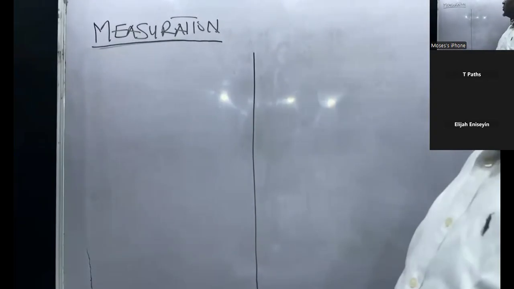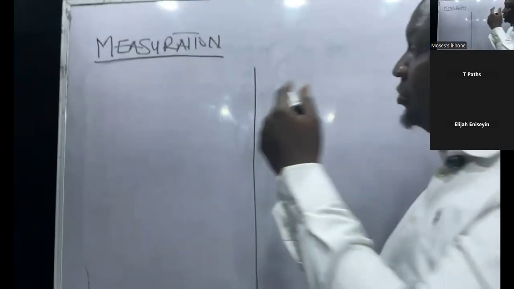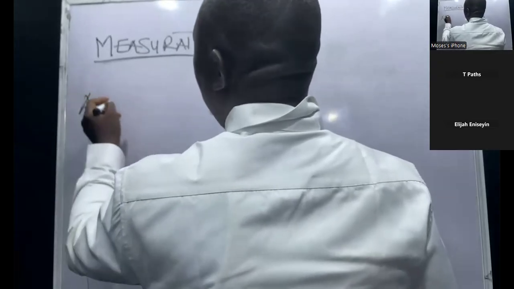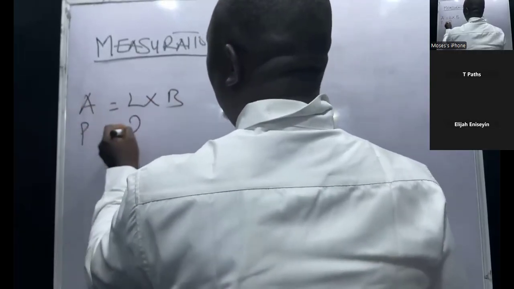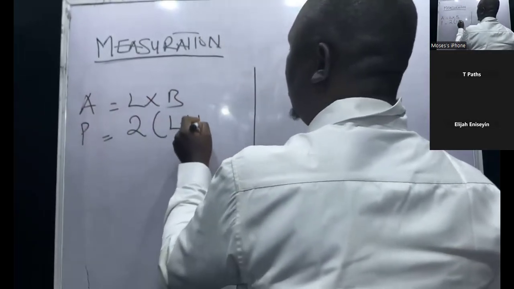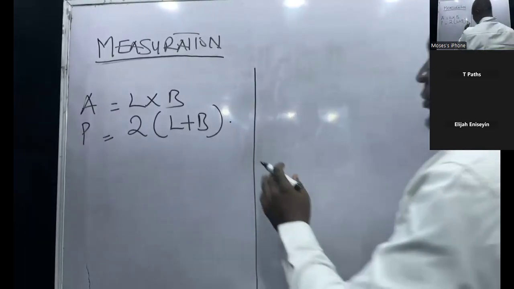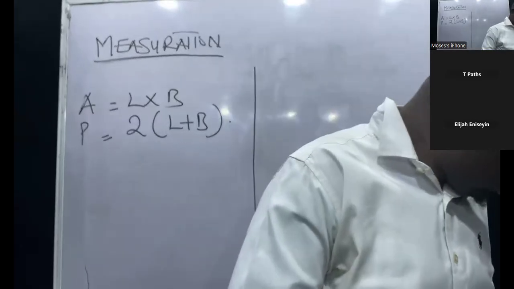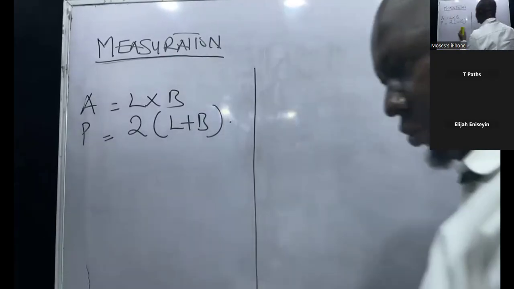Now, we started with mensuration on Monday, and I touched on the rectangle, and we said the area of a rectangle is length times breadth. Perimeter is 2 bracket length plus breadth. I will give examples in the class. Today we'll visit our past questions to see some questions that are related to it.